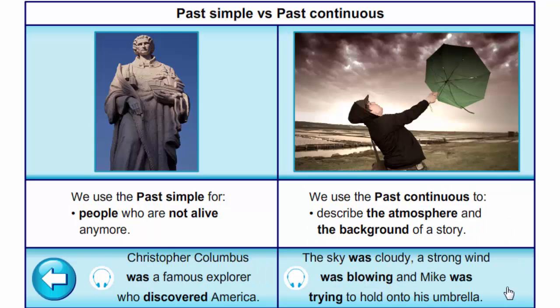Past simple is used for people who are not alive anymore. Christopher Columbus was a famous explorer who discovered America. And the past continuous is used to describe the atmosphere and the background of a story. The sky was cloudy, a strong wind was blowing, and Mike was trying to hold on to his umbrella.